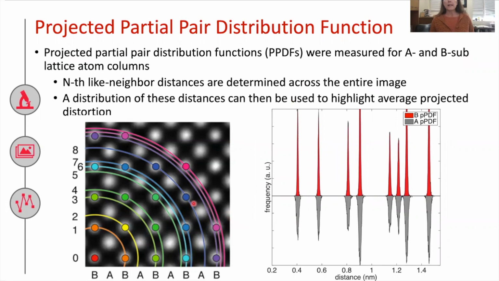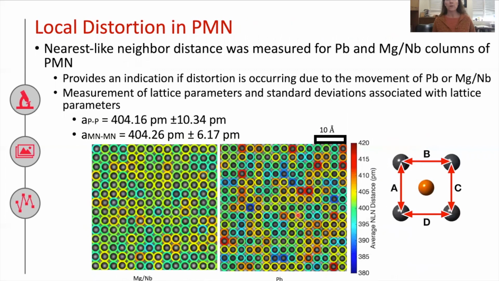One way we like to look at the data, and this is just a different way of presenting local structure, is to do a projected partial pair distribution function. Projected because this is a projected structure, since we're doing STEM-based imaging, but we can also do partial pair distribution functions since we can sort out the A sublattice from the B sublattice in this case. And this is what we see with PMN, as a function of distance. We look at the A and the B sites, we see the first, second, third nearest neighbors, and what you notice is that there's much larger broadening on the A sublattice where the lead ions are sitting, as I mentioned before. This is a different way of presenting that data.